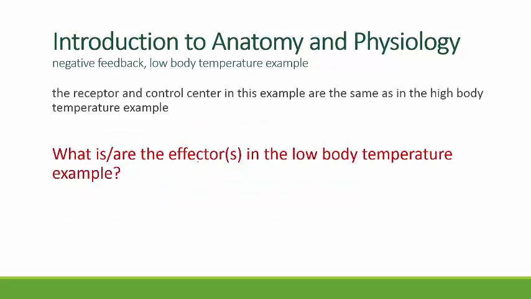So, in this example of the low body temperature, what is or are the effector tissues or cells in this example? So think about it for a minute. Go ahead and shut off the video. See if you can come up with the answer, and I'll be back in a minute.